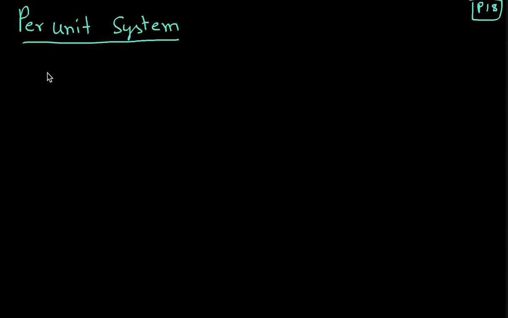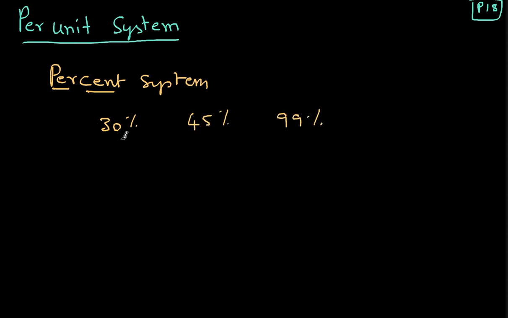Now, per unit system, if you see a similar word, you might know the percent system. So percent means per 100, for every 100. So for example, if you have 30% or you have 45% or 99%, whatever, this is out of 100. So what is the benefit of having a percent? Because every time you are comparing with 100%, you are able to relatively compare the things.